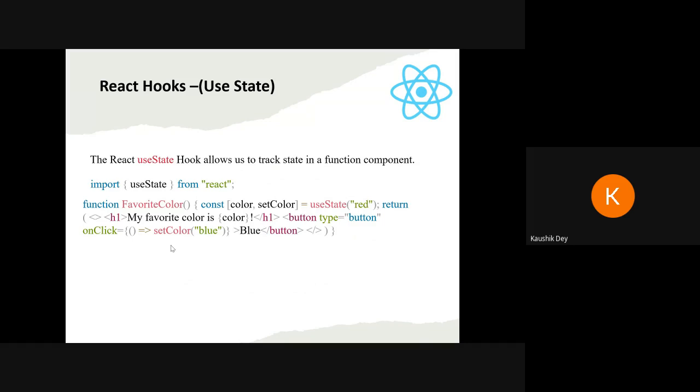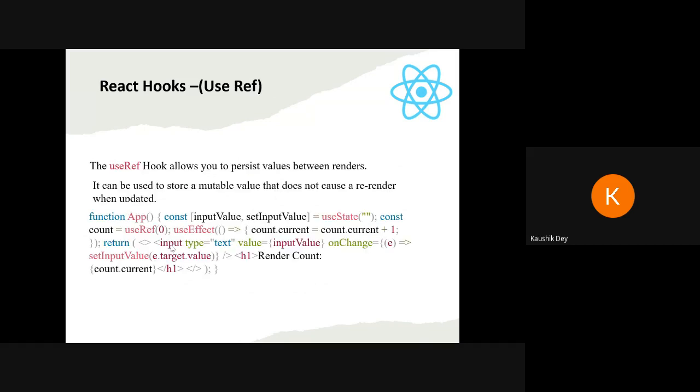This useState and useRef, also the useRef hook allows you to persist values between renders. It can be used to store a mutable value that does not cause a re-render when updated. When you re-render the page, means when the useEffect, you might see that useEffect always updates the page. And if you use the useRef hook, that re-render might not be affected.